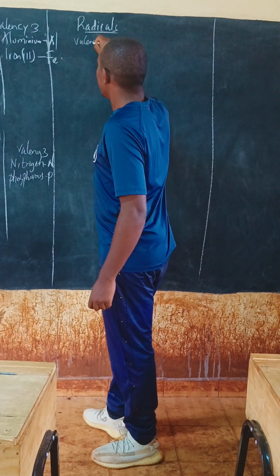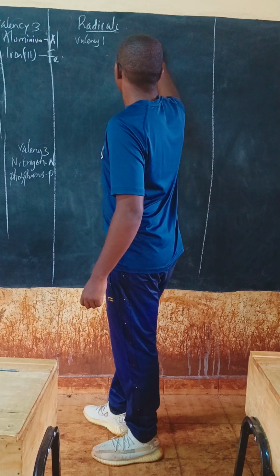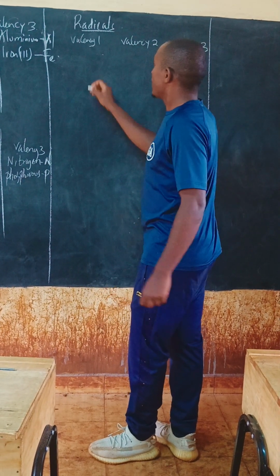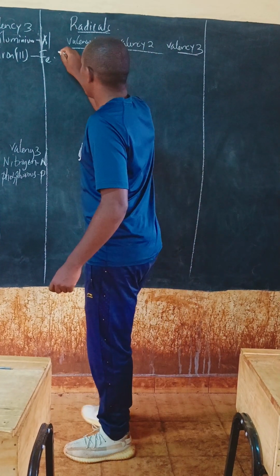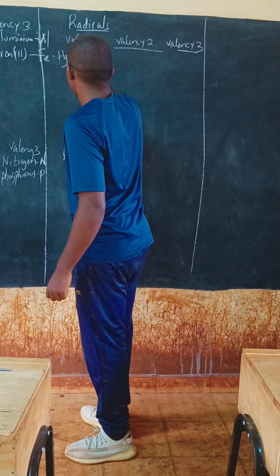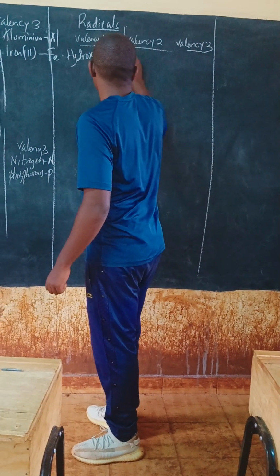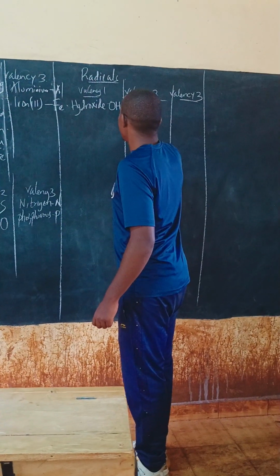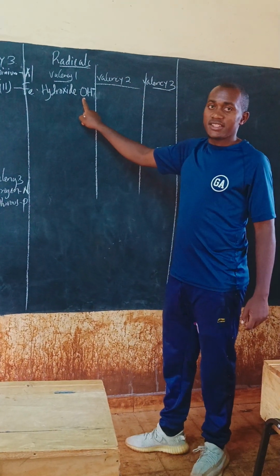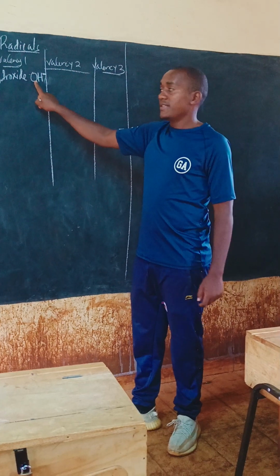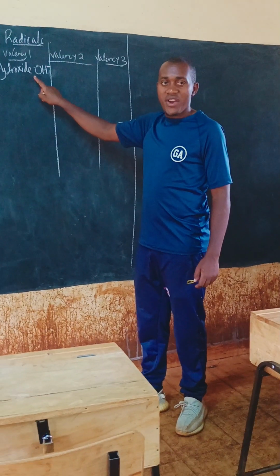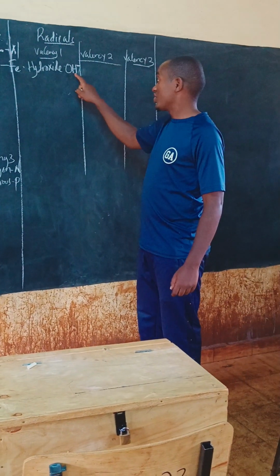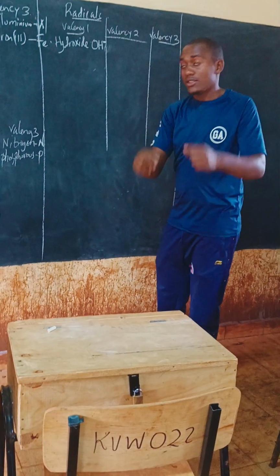So we're going to start with valence 1, valence 2, valence 3. So valence 1, we have number 1, hydroxide, OH negative. These are a group of atoms containing oxygen and hydrogen, but they react as a unit with a net charge.